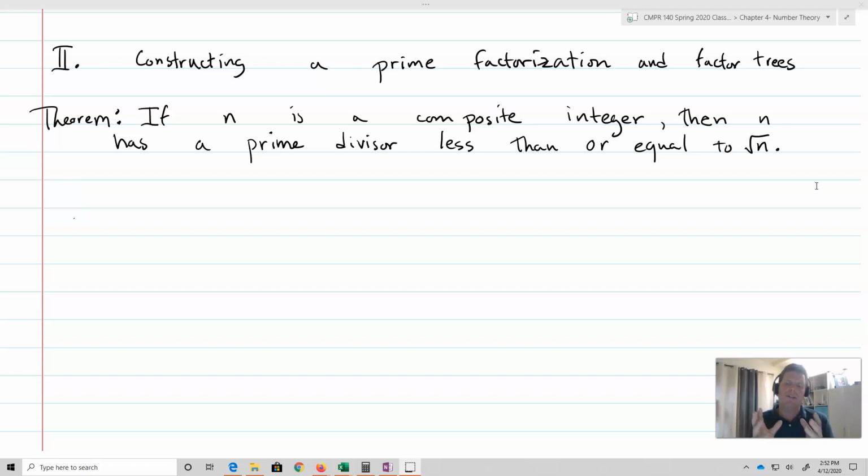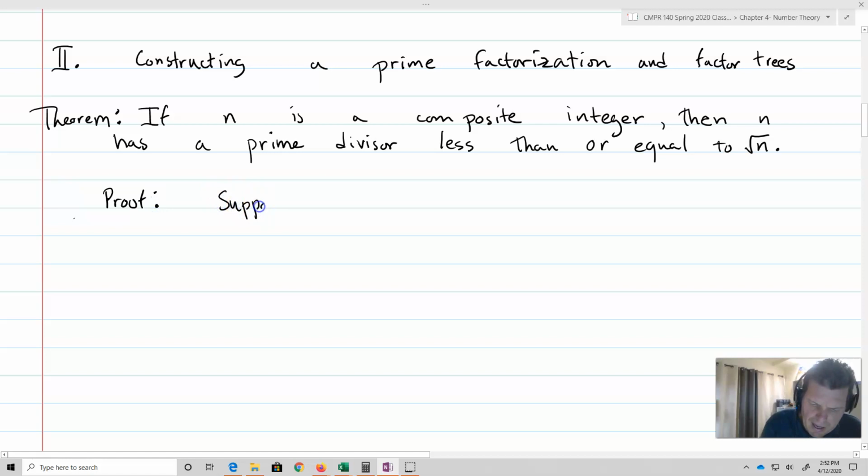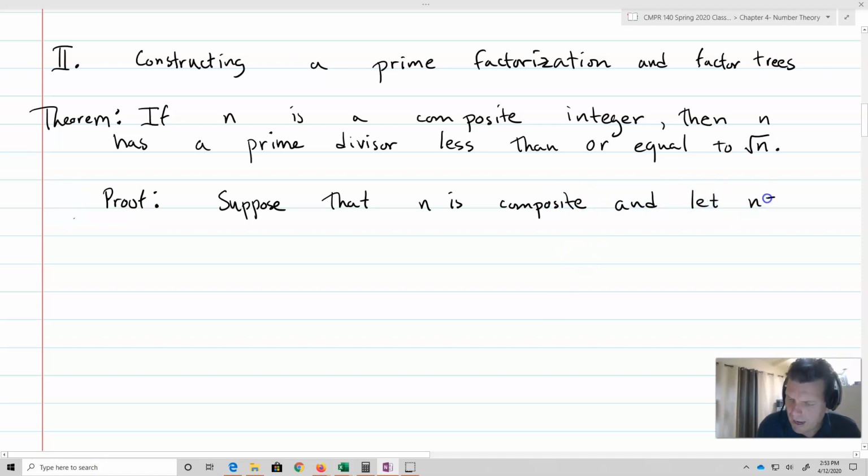All right, and I want to briefly prove this because I think this proof is interesting and it shows us how some prime number proofs are done. So here's our proof. Suppose that n is composite, and let n equal a times b, where a and b are integers.